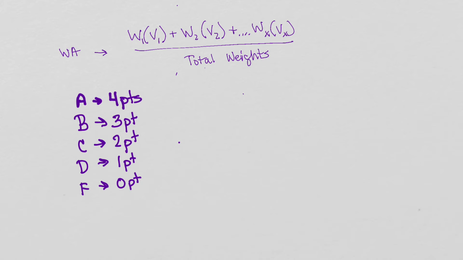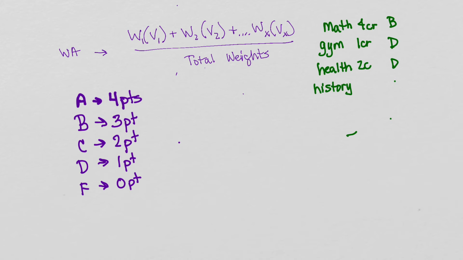So now consider a student who took math, a 4-credit math class, and scored a B. And then they took a gym class, which is a 1-credit class, and they scored a D. And then let's say a health class, which is a 2-credit class, and they scored a D. And a history class, which is a 3-credit class, and they scored a B.